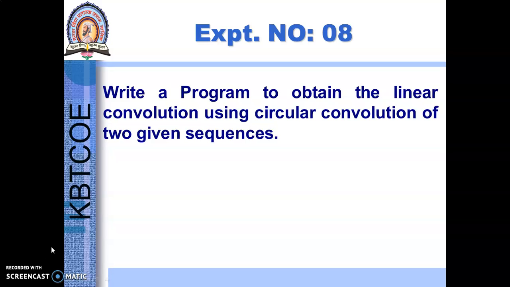Welcome. We'll discuss the next experiment, that is experiment number 8. Write a program to obtain the linear convolution using circular convolution of the two given sequences. So here we have to calculate the linear convolution by using the circular convolution method. This can be done with the help of one example, so let us discuss that one example first.